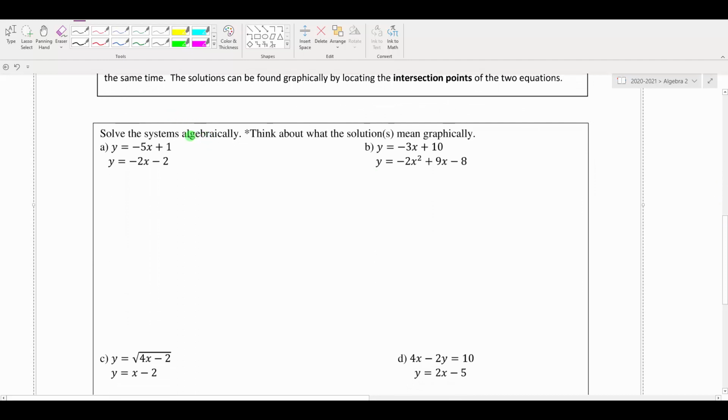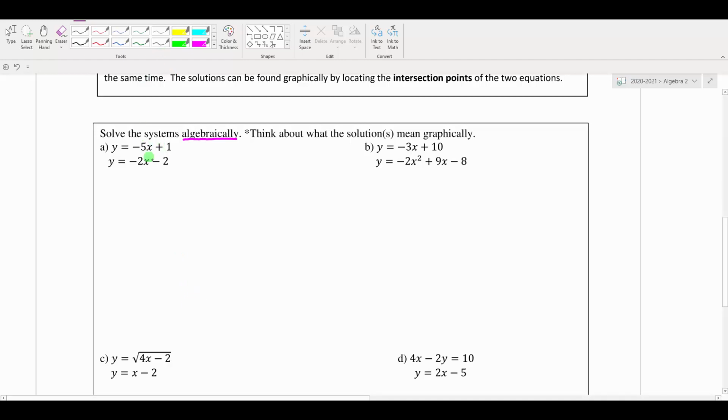Now make sure that you are paying attention to the instructions. If they ask you to solve it algebraically, that means that you actually have to write out your equation steps and everything like that. Okay, so don't go to a graph and just state the solutions by looking at the intersection point, but you actually have to show the algebraic work.